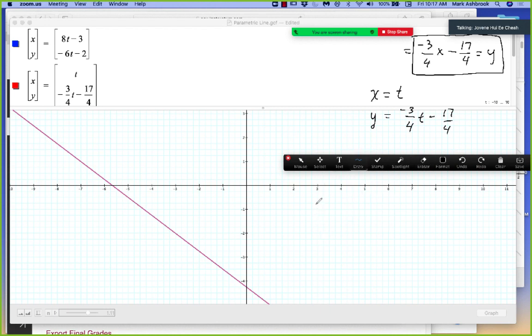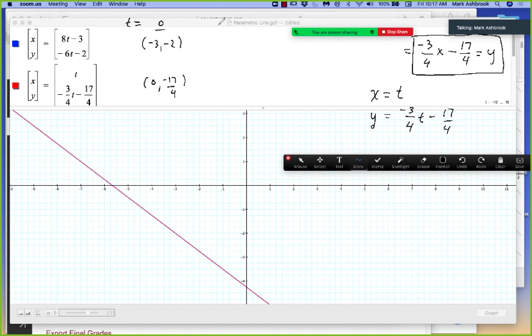They're different. And why? Because for the same value of t, they give different outputs. That's right. If it were the same function, then putting in the same t into both would give the same ordered pair every time. So when t equals 0, what ordered pair do we get from this graph? Negative 3, negative 2. And when t equals 0 in this one, what do I get? 0, negative 17 over 4. Totally different ordered pair.